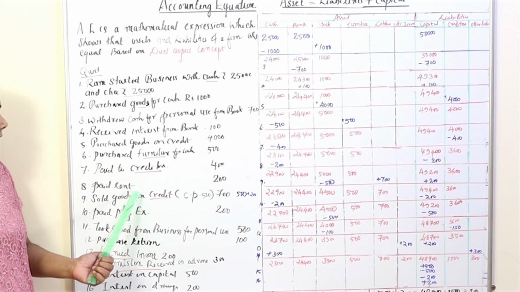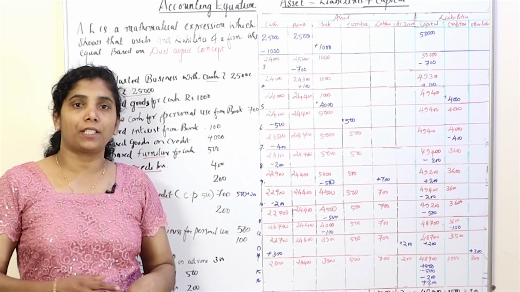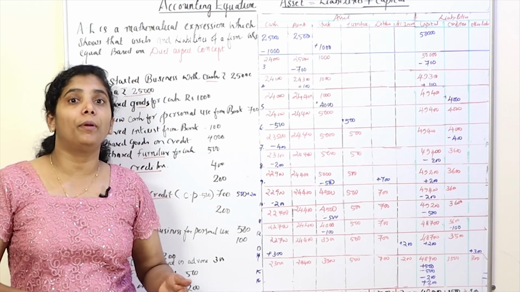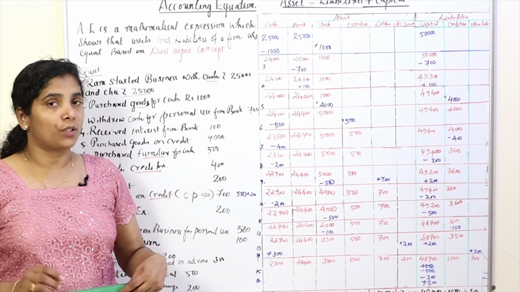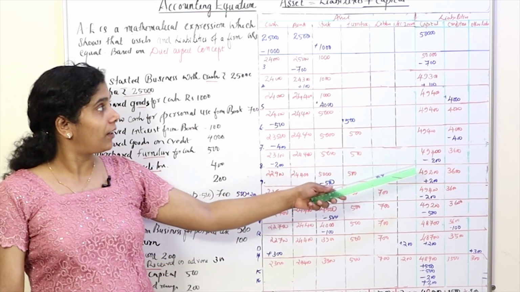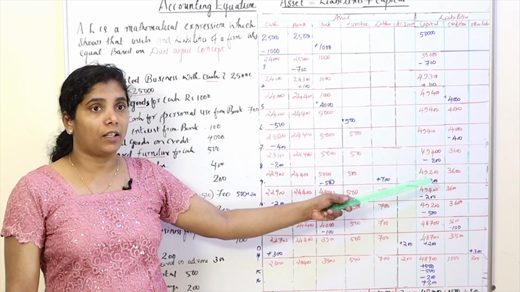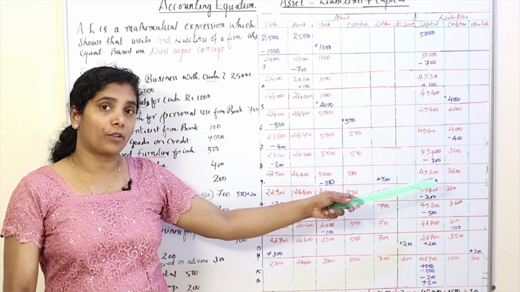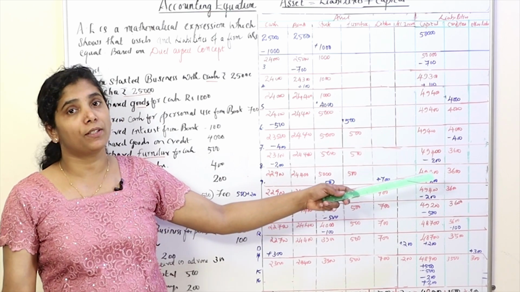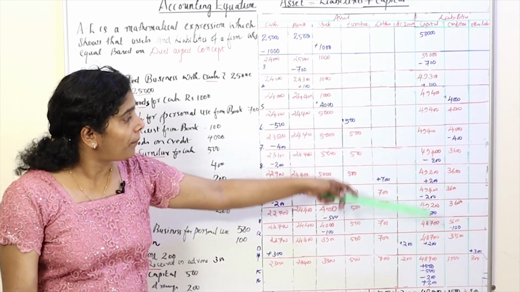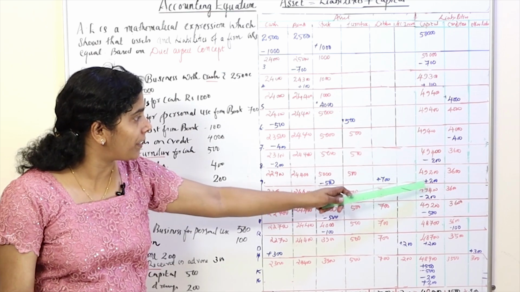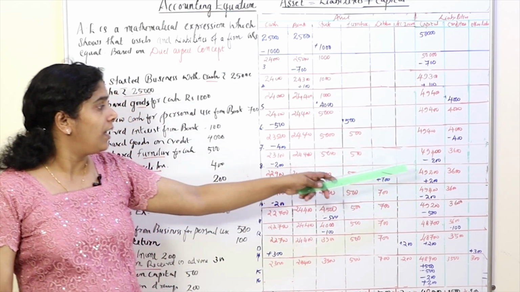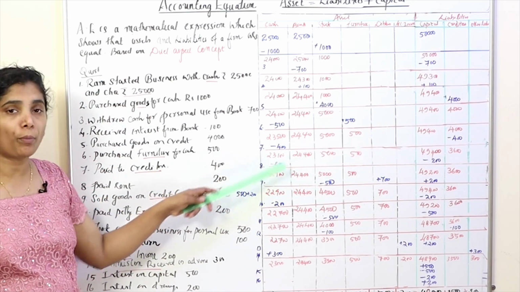Now paid rent, salary, commission, then telephone bill, electricity bill, all these expenses. So all expenses we have to subtract from the capital account, because it is reducing the partner's profit. Profit belongs to the owner, and at the same time the company also needs to pay the expenses, so it will reflect in the capital account. So all expenses we have to minus from capital, and at the same time we have to minus from cash or bank.